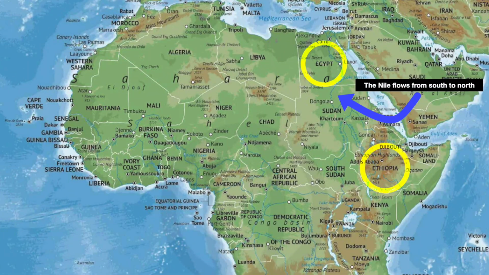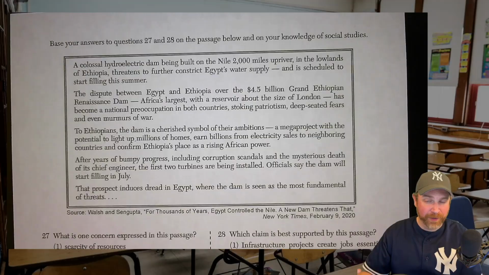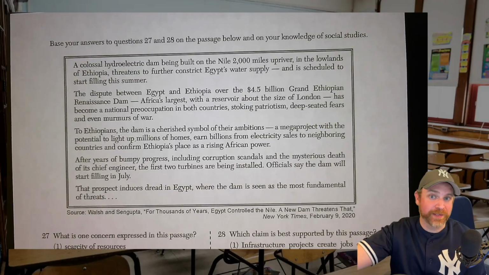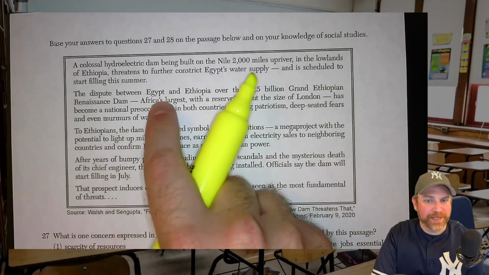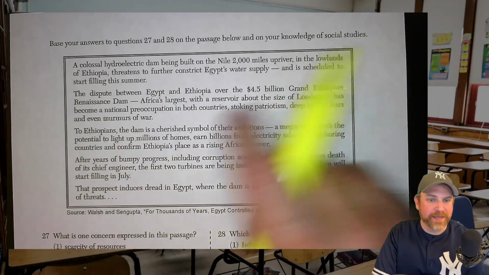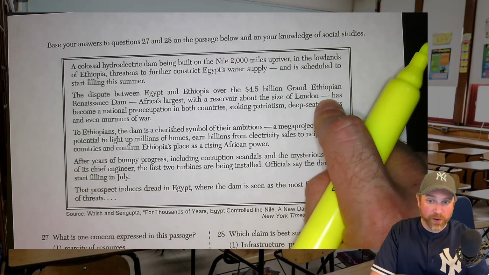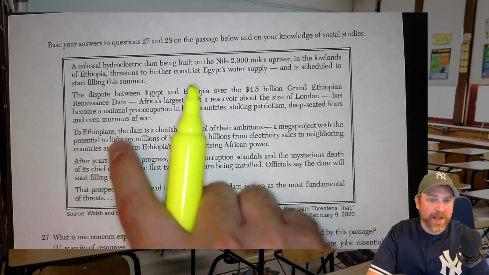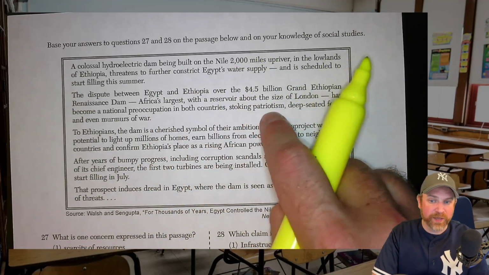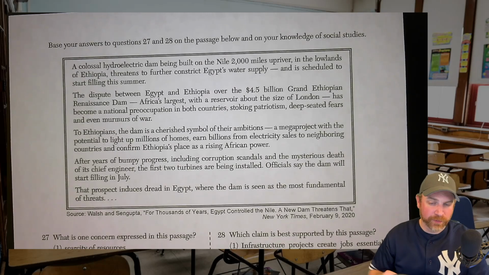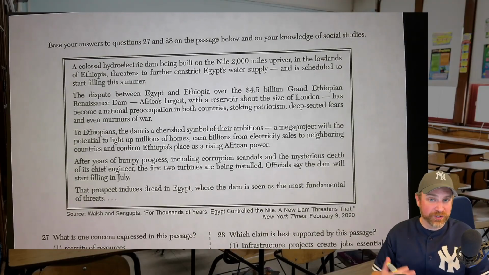Okay, so south of Egypt is a country called Ethiopia, and Ethiopia is building a dam, and since they're walling off the Nile River, that means less water available down the river for the Egyptians. Okay? The dispute between Egypt and Ethiopia over the $4.5 billion Grand Ethiopian Renaissance Dam, Africa's largest, with a reservoir about the size of London, so a giant stockpile of water, right, is what the Ethiopians are building here, has become a national preoccupation in both countries, stoking patriotism, deep-seated fears, and even murmurs of war. Right, so the countries might actually go to war over this, right? Because water is probably the most precious of natural resources, right? You can't live without water. And if one country is restricting your water supply, it's going to cause a situation, right?